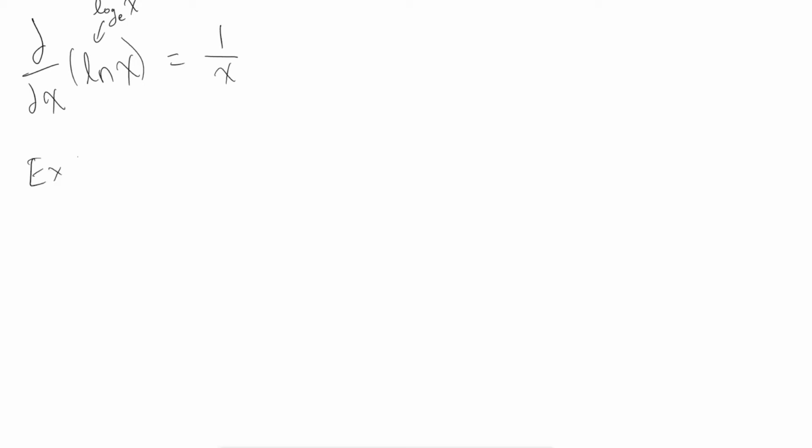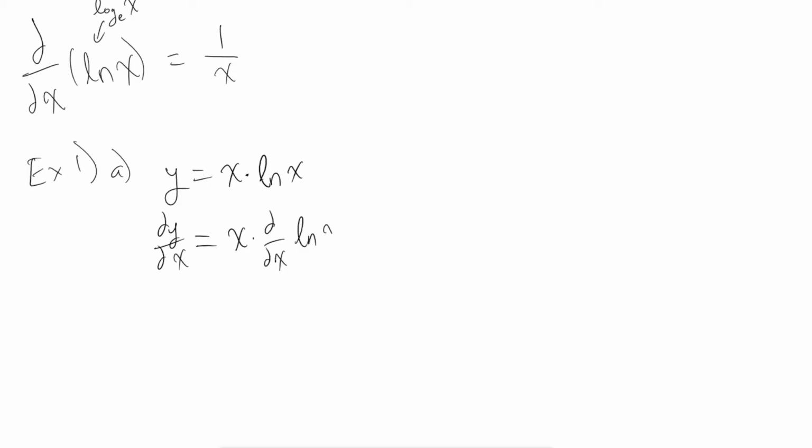So example number 1, there are two parts, a and b. The first one is y is equal to x times the natural logarithm of x. Well, the derivative of y with respect to x, we're going to be using our product rule. So it's equal to the first term times the derivative of the second term with respect to x, plus the second term times the derivative of the first term with respect to x.